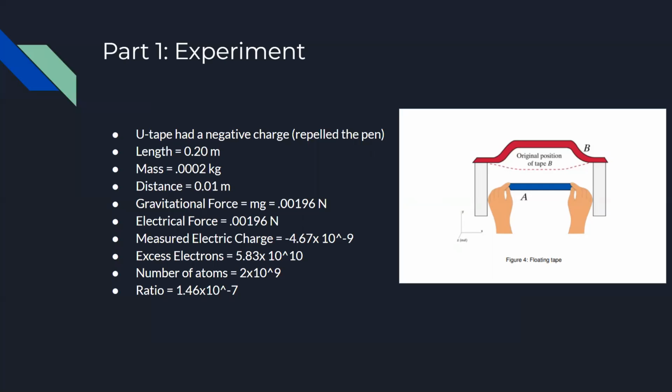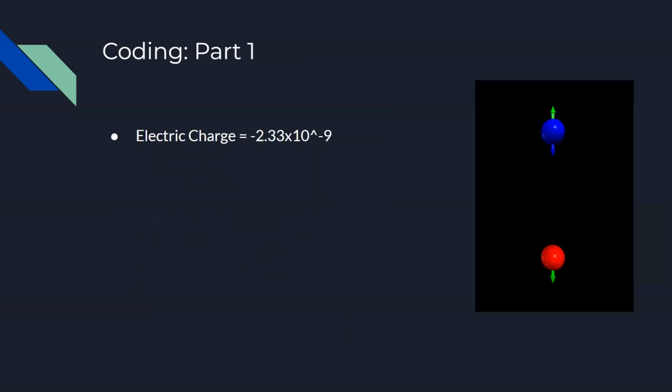And then those are the numbers for excess electrons and number of atoms. And the ratio you get is 1.46 times 10 to the negative 7th, which I believe is a justifiable number because you would expect just a couple electrons for the entire amount of atoms to be moving on the tape.